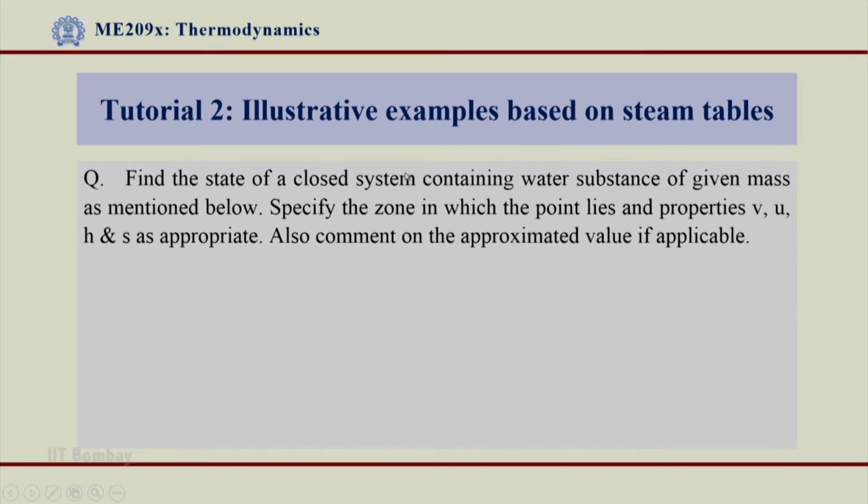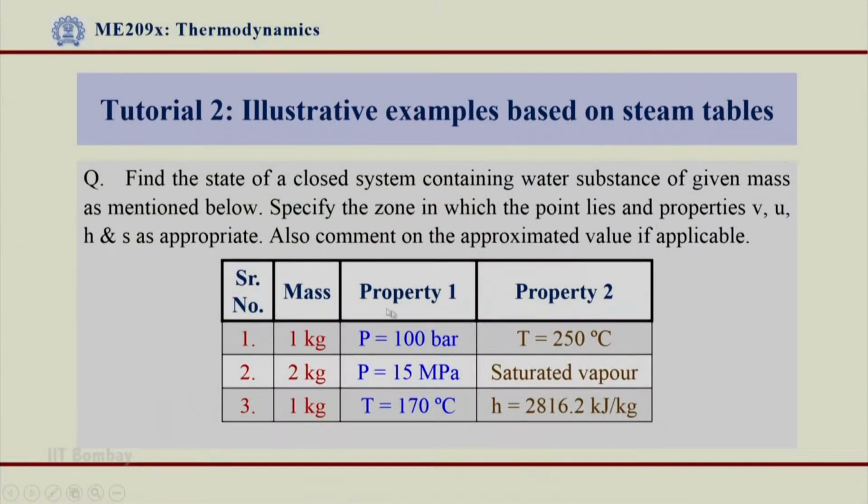So, we have just now seen table 3, and let us try to use table 3 as much as we could in the given problem. So, the question is, you have some mass given now, that means the mass also is a very important parameter. Some two properties are given. For example, here pressure is 100 bar, temperature is 250 degrees centigrade. In another case, pressure is given, some state is given. In the third case, temperature is given and some enthalpy is given.